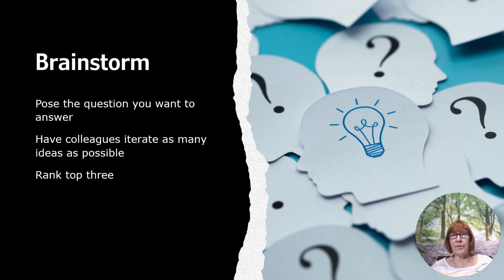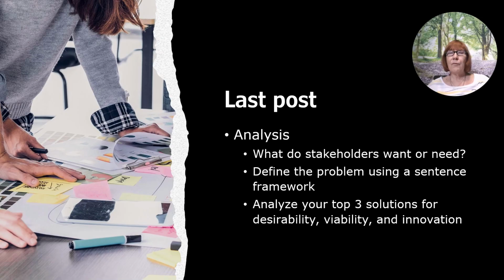For your fourth and last post, review your primary and secondary research to gain some insights, and then analyze these three areas. What do stakeholders want and need? Define the problem using a sentence framework, and analyze your top three solutions for desirability, viability, and innovation. Let's take a look at each one of those.